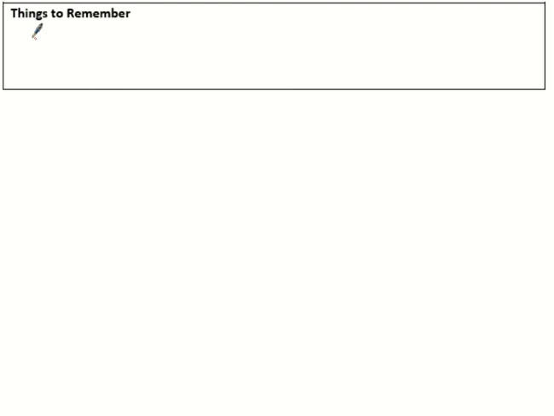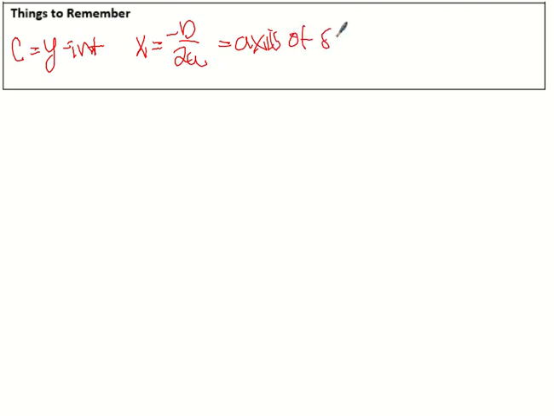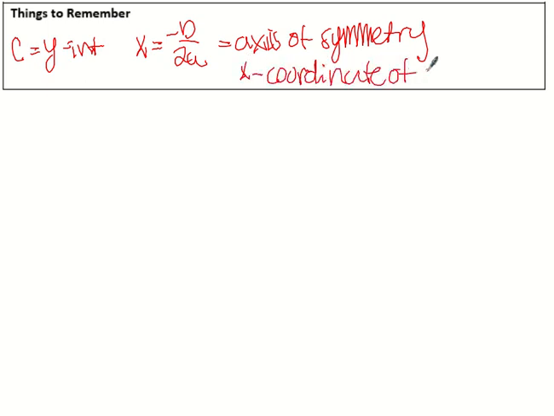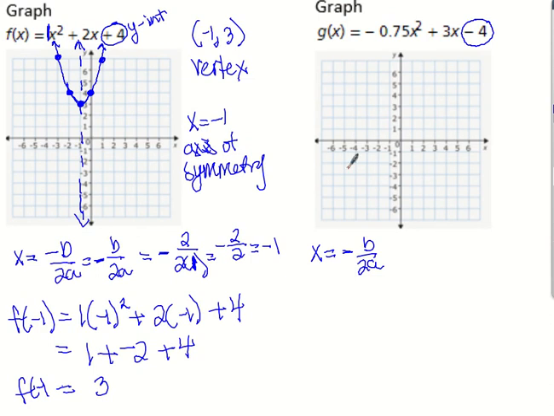All right, so main things to remember, C will be your y-intercept, and your x is negative b over 2a, and that will get you your axis of symmetry and the x coordinate of the vertex. Okay, so those are the main things. And then, like I said, kind of your independent practice is doing this, and hint, hint, remember it's upside down.